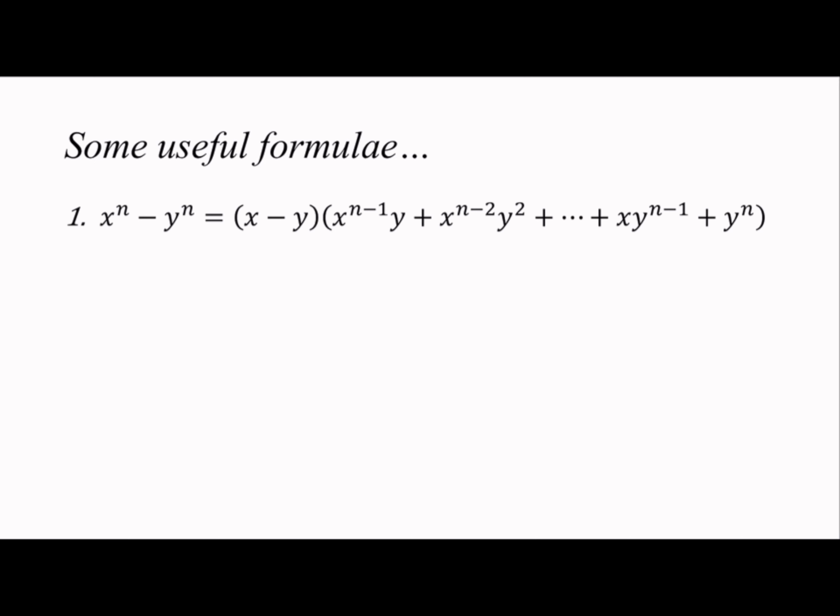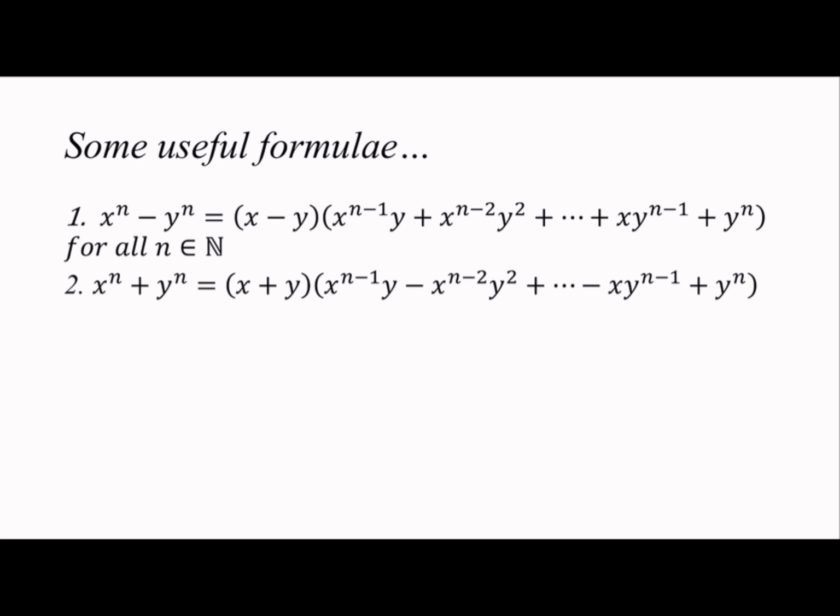So first of all, we have to mention some useful formulas. x to the power n minus y to the power n will be equal to (x minus y) times (x to the power n minus 1, plus x to the power n minus 2 times y, plus all the way up to y to the power n minus 1). And this is true for all positive integers n.